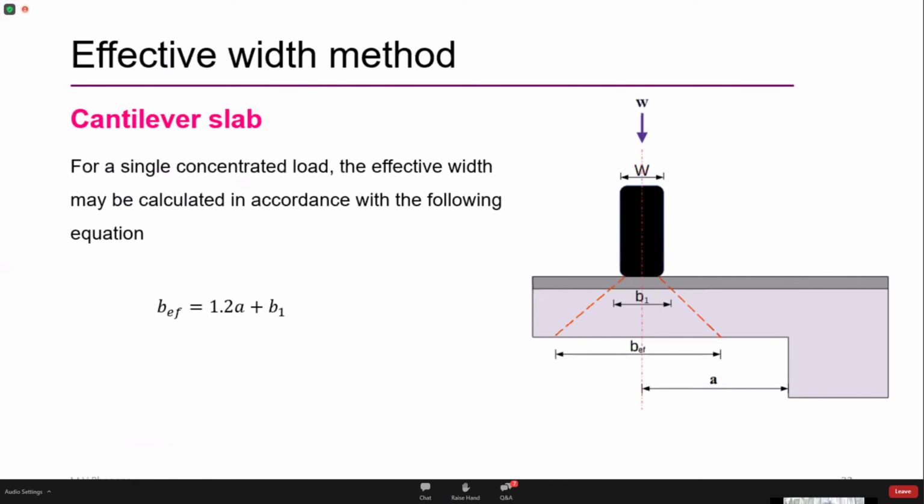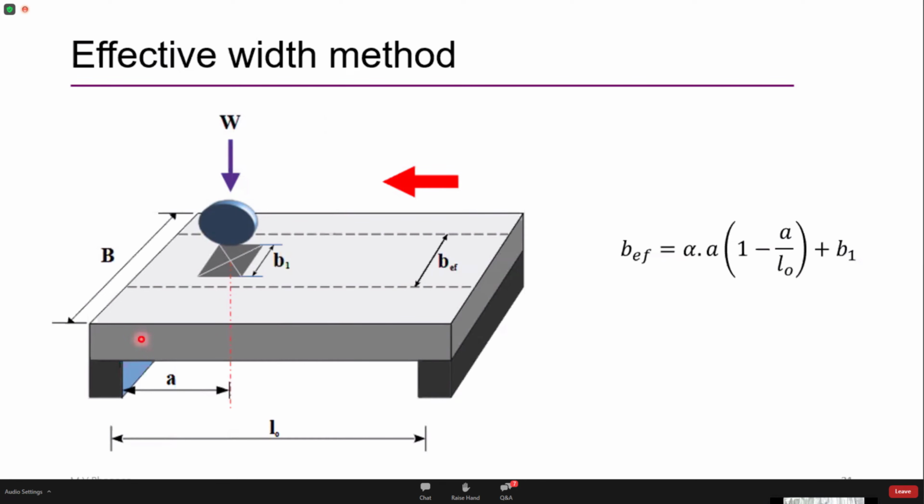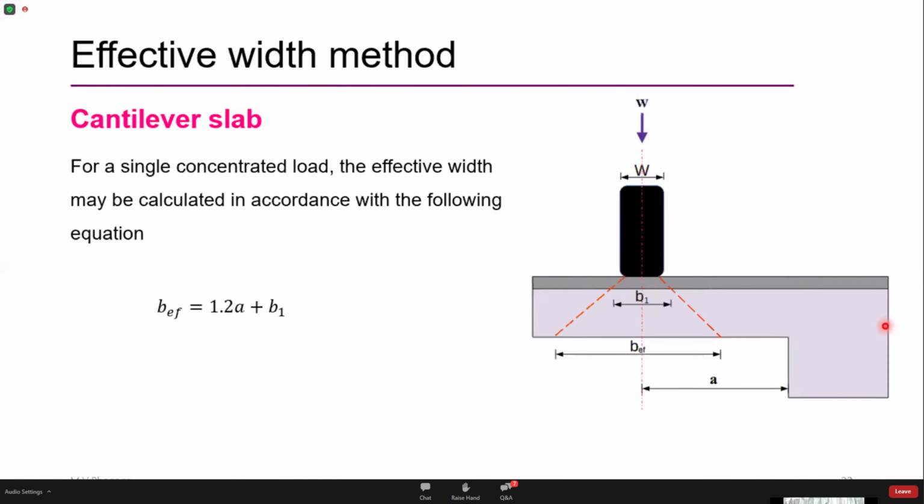So there are two possibilities. Here, this is a one-way slab in which the slab is resting on two opposite sides. The other possibility could be a cantilever slab. Again, this is a one-way slab. In case of a cantilever slab, the expression changes to 1.2 times a plus B1. So here the things become clear.